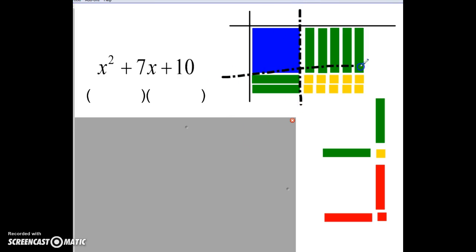Lines. That's really bad. I'm going to leave it though. I'm not going to erase it. Don't judge me.